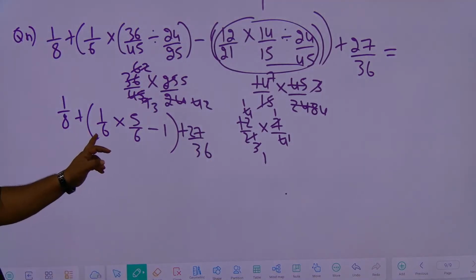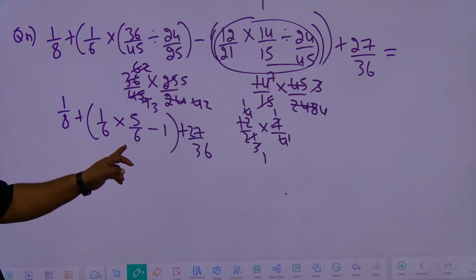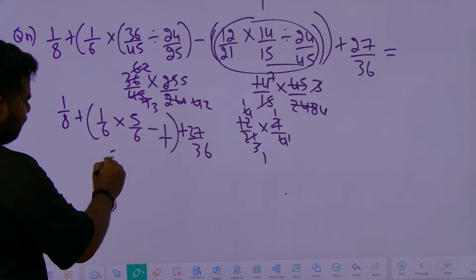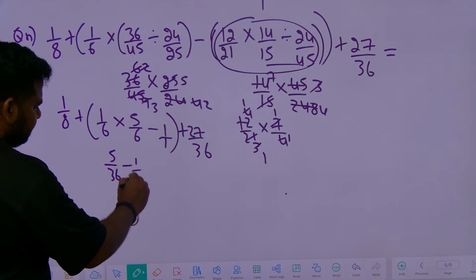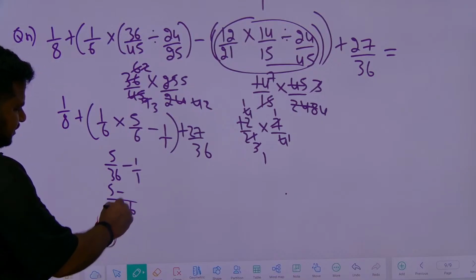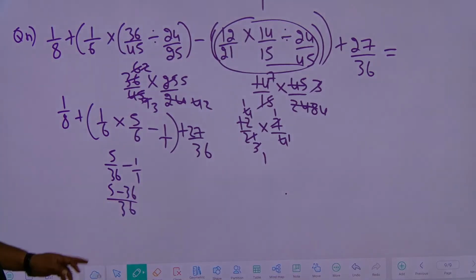Now look at this one. This will be 5 by 36. This will be 5 by 36 minus 1. Minus 1 means it is 1 by 1. I will have 5 by 36 minus 1 by 1. What is the LCM? 36. So this will be 5, and 1 into 36 will be 36. Now tell me the value. 5 minus 36. What is the answer? Minus 31. It is very important to know. It is minus 31.